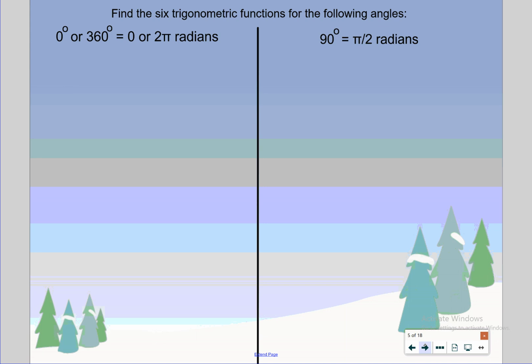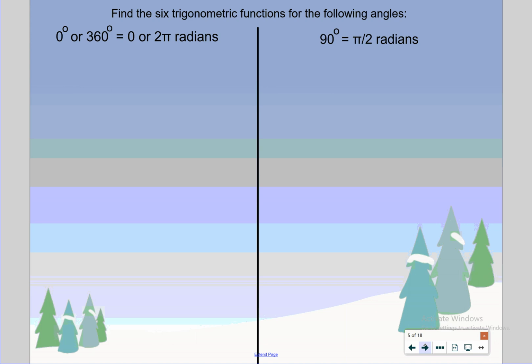So we have special angles. We call them quadrant angles, 0, 90, 180, 270, and 360. They are special because when I have a point on one of those axes, I can't draw a right triangle when I connect it to the x-axis and to the origin.